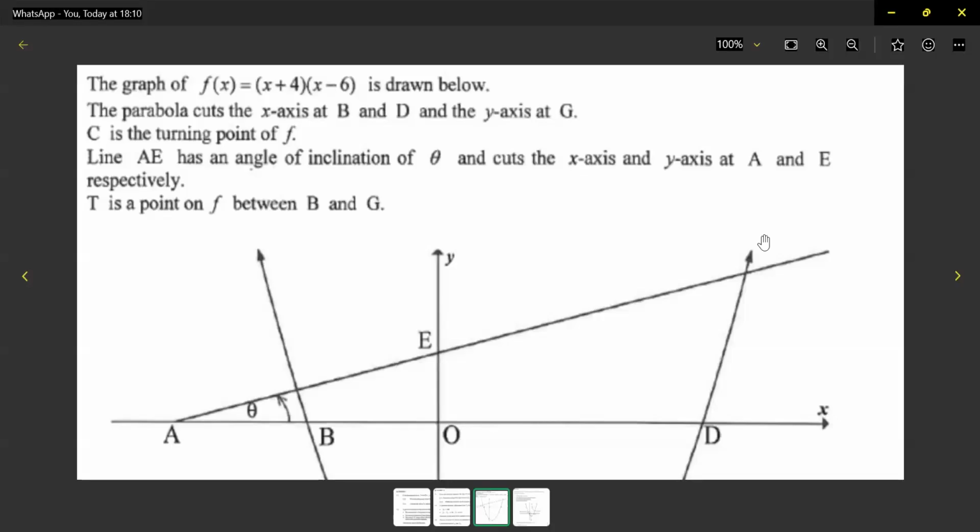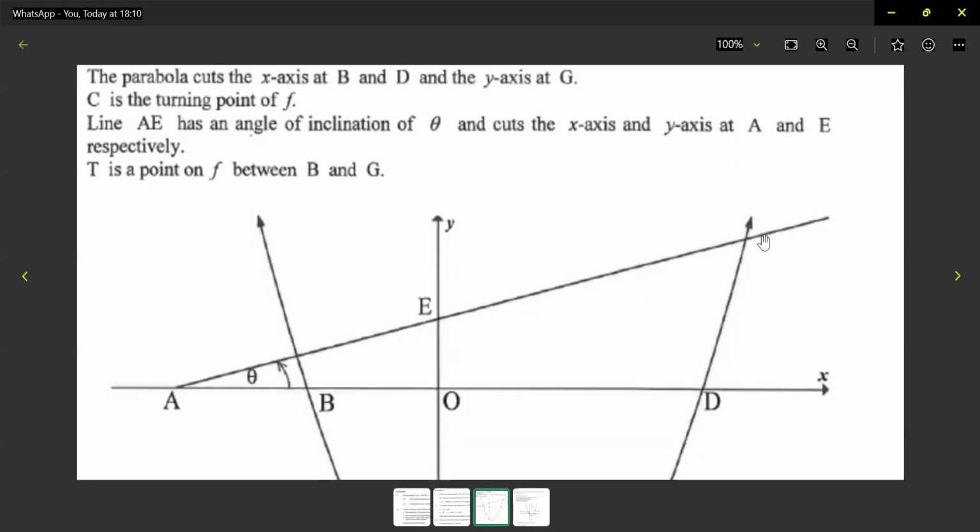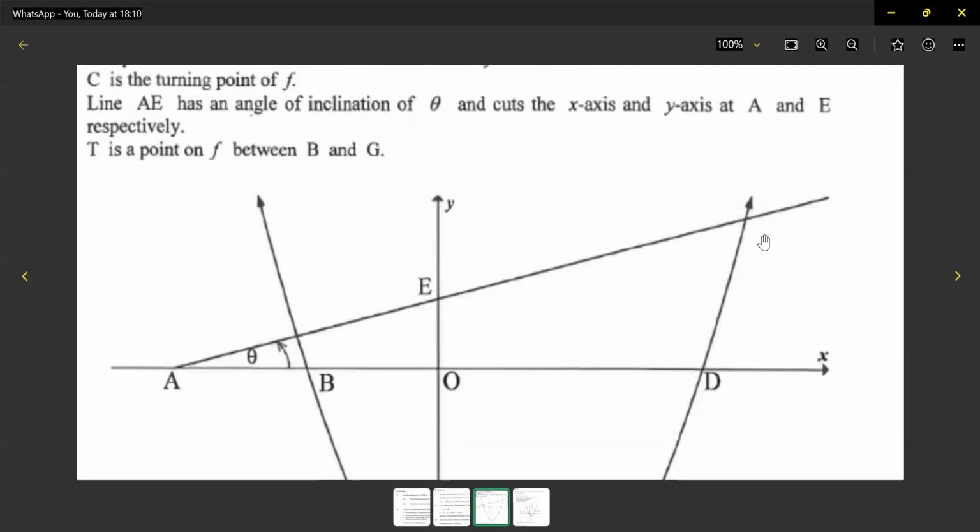So now if we look at this question, they say to us, the graph of f of x, which is defined as x plus 4 times x minus 6, it's already factorized for us. And they say to us it is drawn below. Now, this parabola, which is f of x, it cuts the x-axis at points B and D. And it also cuts the y-axis at the point G. Now, furthermore, they say to us, C is the turning point of the function f.